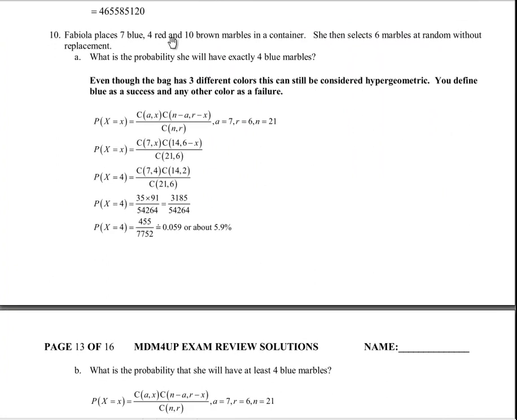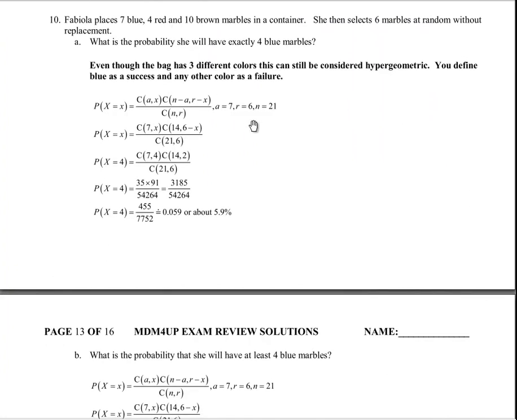For question number 10, Fabiola places 7 blue, 4 red, and 10 brown marbles in a container. And she selects 6 marbles at random without replacement. Now, if it's without replacement, then this is the hypergeometric probability distribution, because the probability of getting any color would change from trial to trial if you're not replacing them. If you were replacing them, the probability of a red or blue or brown would stay the same, so that would be binomial. So we're using hypergeometric.